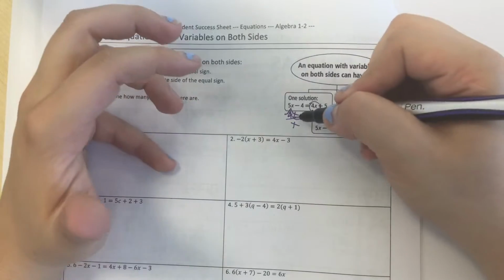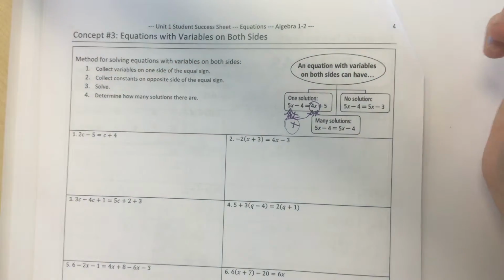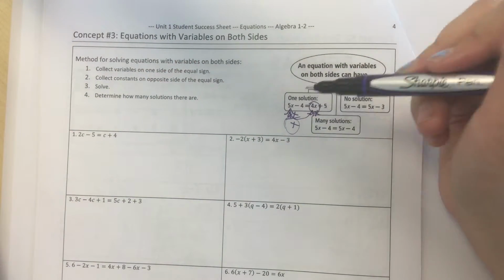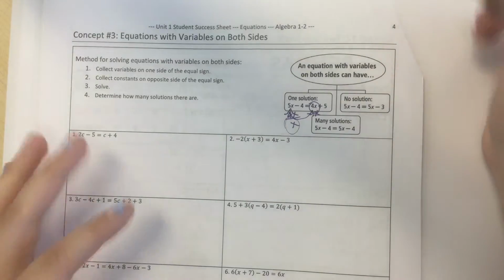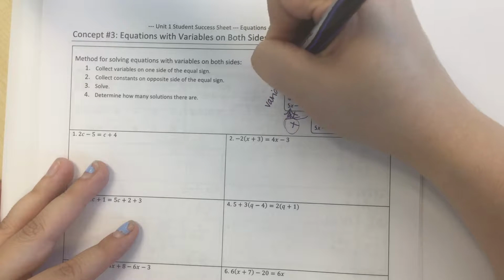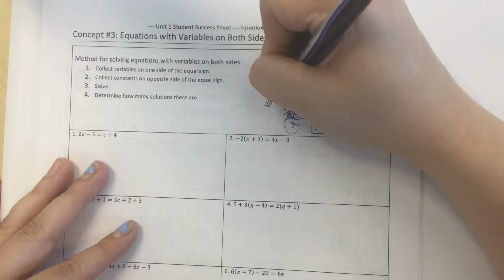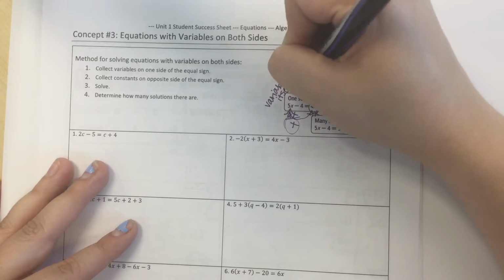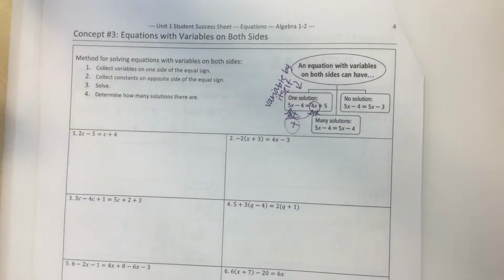Okay, I have a variable by itself. One variable by itself. That's how you know there is one solution. So what you can write on your little notepad or in your SSS is variable by itself. That is the big idea for one solution equations.